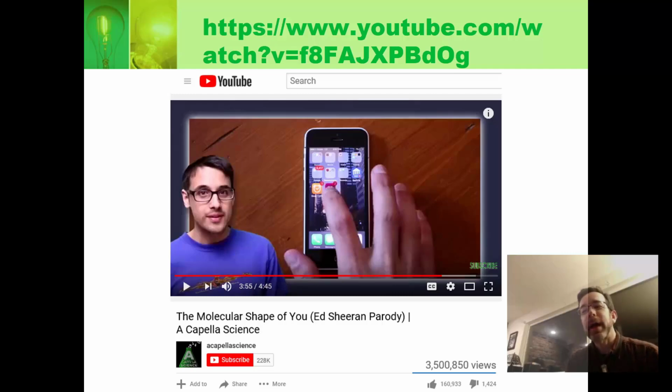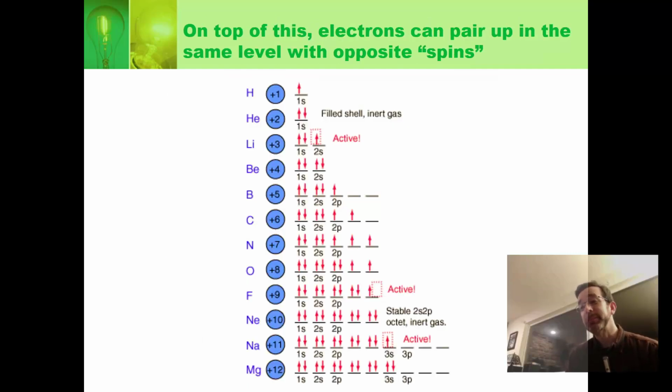So this is how the molecular shapes work. And I'm going to suggest you go to Acapella Science and find the molecular shape of you, Ed Sheeran parody. I won't play it tonight because you don't want me singing along, not in this state of mind. It's almost midnight. The rendition is actually pretty musically good, but it has a lot of stuff going on about the shapes of the orbitals, and it rehashes a lot of the stuff that we just said. So feel free to go watch that now, and maybe I'll supply a link.